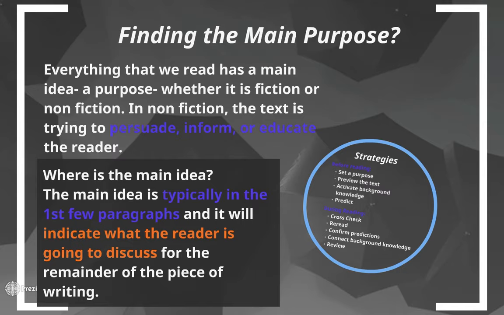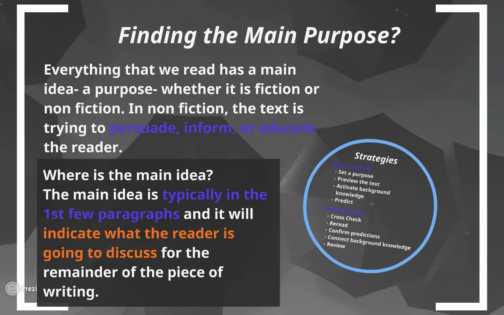Today we're going to be focusing specifically on informational text and identifying the main purpose in that informational text. So where's the main idea? Well, it depends on how long our piece is, but typically the main idea is in the first few paragraphs. And this main idea is going to indicate to us what the writer is going to discuss for the remainder of the piece of writing. So as readers, we want to identify the main idea at the beginning of the text, and this will allow us to understand if the text that we're reading is the one that we need to be reading.